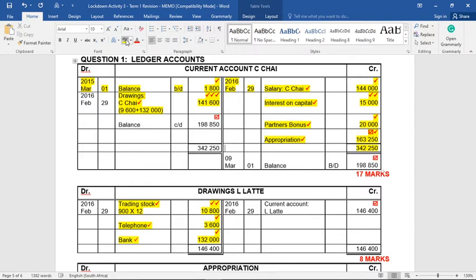If you want to finish off Chai's current account, you're now going to total both sides: 342,250, which would indicate that his balance carried down on the credit side is 198,850, and then to deposit on the credit side, 198,850. Right, and I think this is not 09, this is probably 16. Okay, so there's the current account of Chai done.